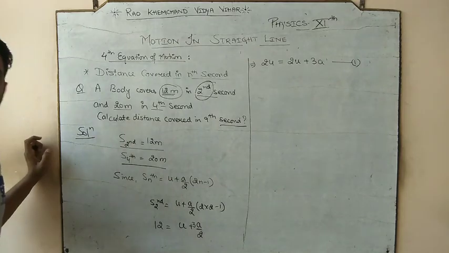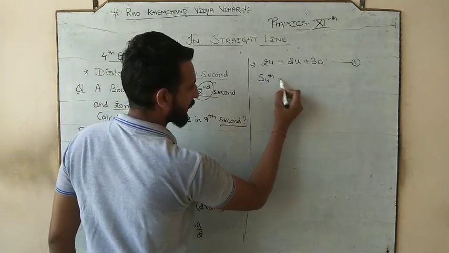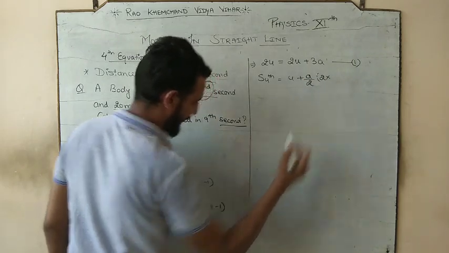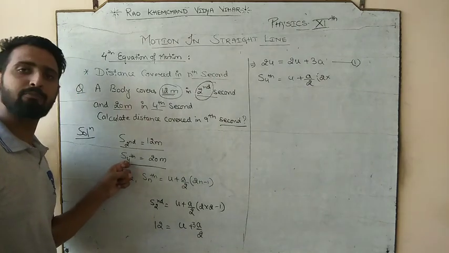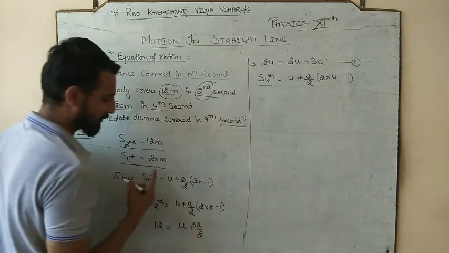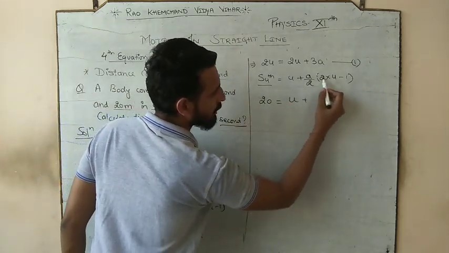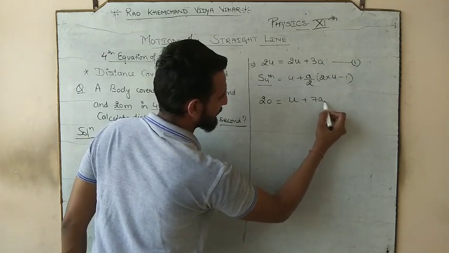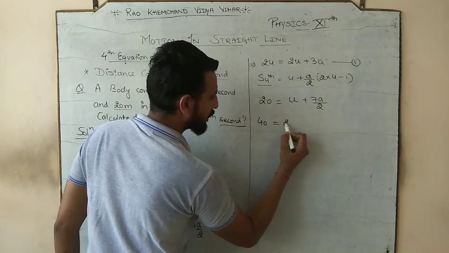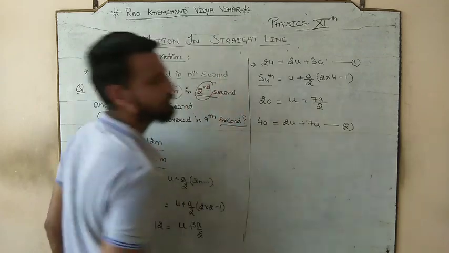Since we have the second information, S4th, let us try to make S4th. It would become u plus a by 2, 2n minus 1. And for the 4th, what is the value of n? It is 4. What is the value of S4th? 20 is equal to u plus a by 2 into 8 minus 1, 7a by 2, and when we transfer this, 40 is equal to 2u plus 7a, equation number 2.